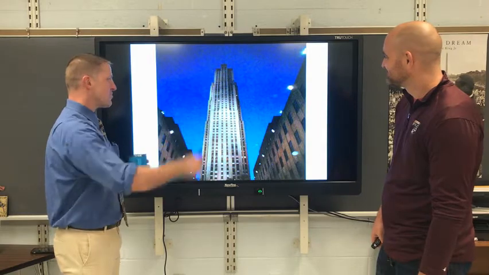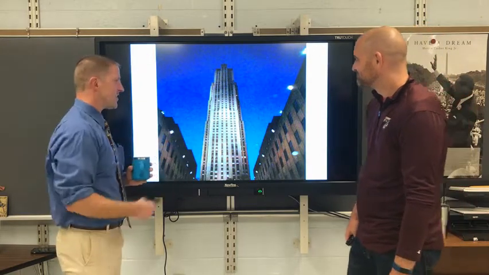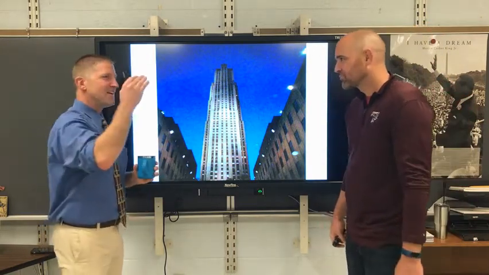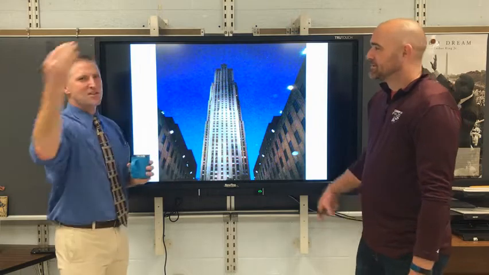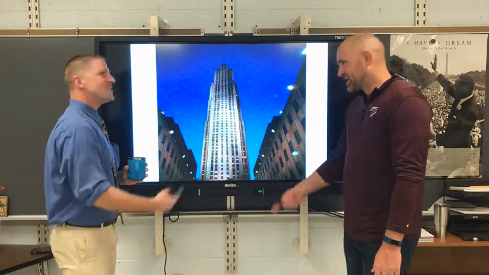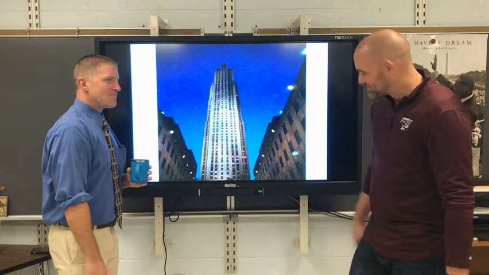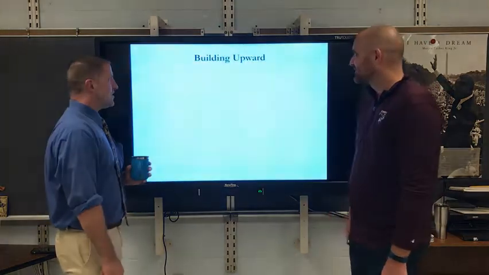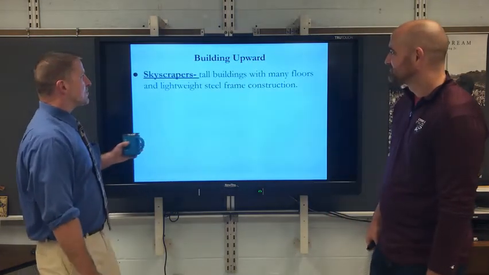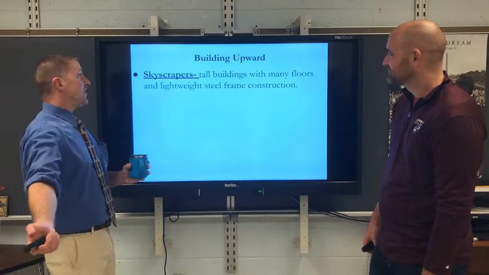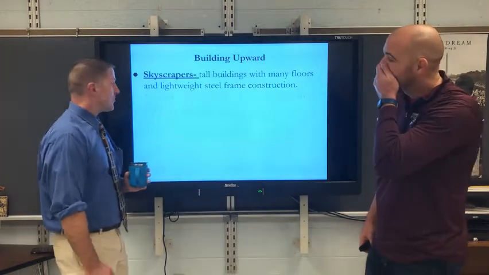But again, you start to see more and more, the sky's the limit with these things, and then they try to outdo each other. I think the Empire State Building was the tallest, and then the Twin Towers, then the Sears Tower. Now the Freedom Tower is the tallest building in the United States. So when we look at building upward, these are tall buildings made with many floors and lightweight steel frame construction. It doesn't get any simpler than that.